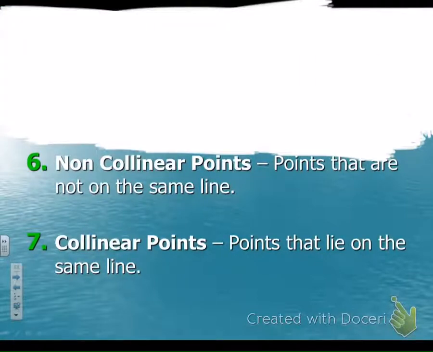All right, let's talk about collinear and non-collinear points. Non-collinear means they are not on the same line. Collinear means that they are. So we'll start with non-collinear since that's number 6.